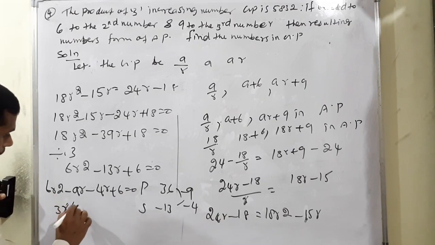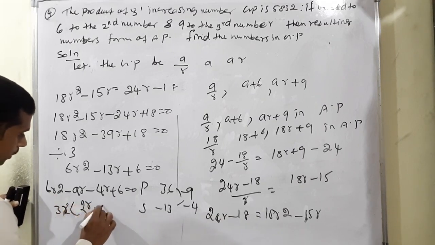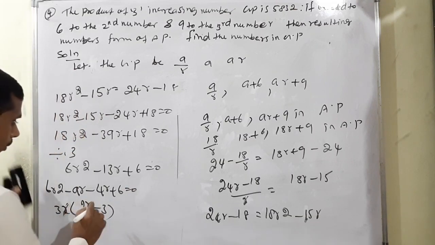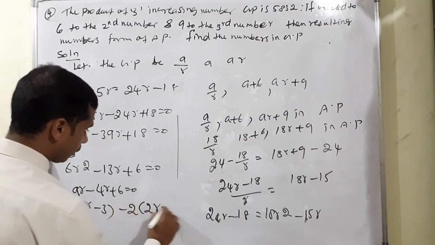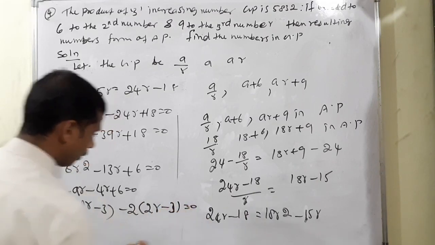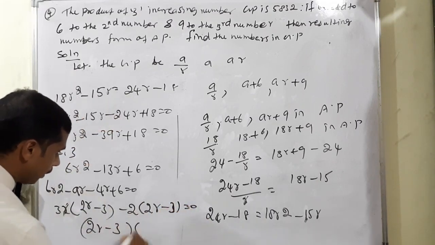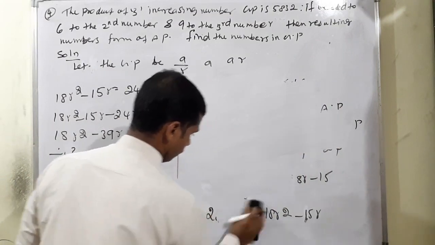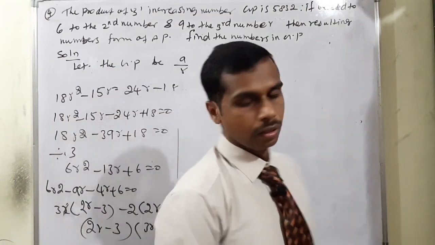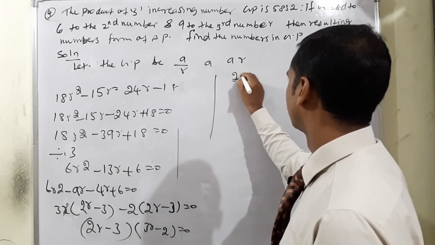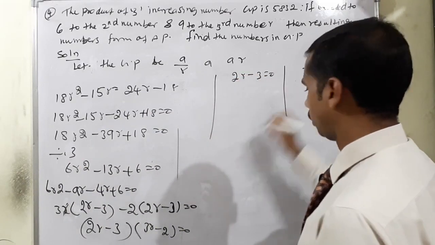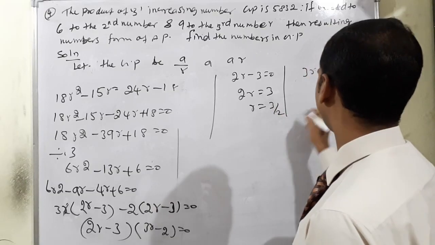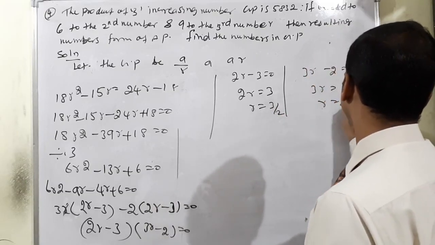3R take common outside, means 2R minus 3. Then 2R minus 3; again, minus 2 take common outside, means 2R minus 3 is equal to 0. The common factor is 2R minus 3, then 3R minus 2 is equal to 0. Therefore, 2R minus 3 is equal to 0, or 3R minus 2 is equal to 0. So 2R is equal to 3, R is equal to 3 by 2. And 3R is equal to 2, R is equal to 2 by 3.